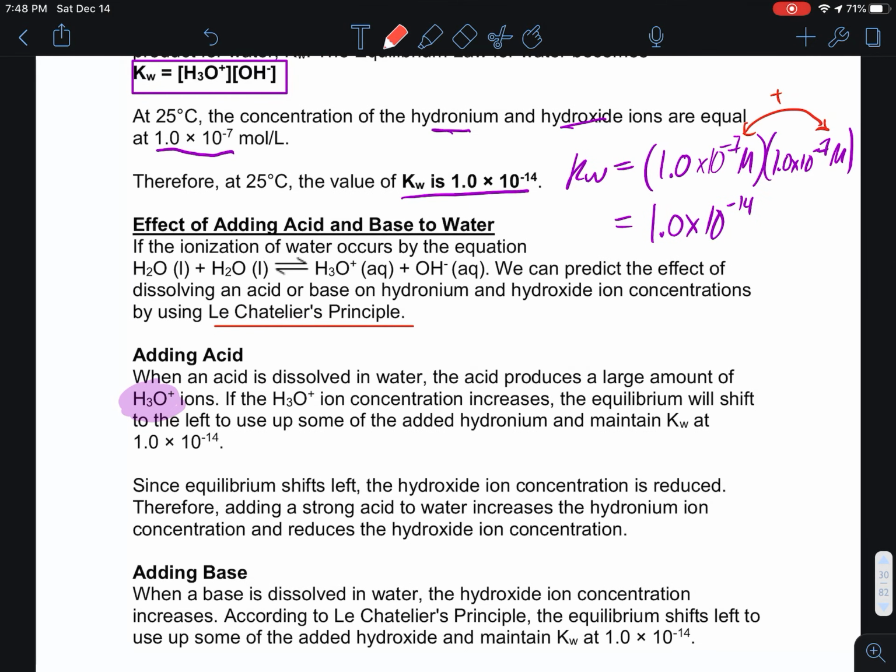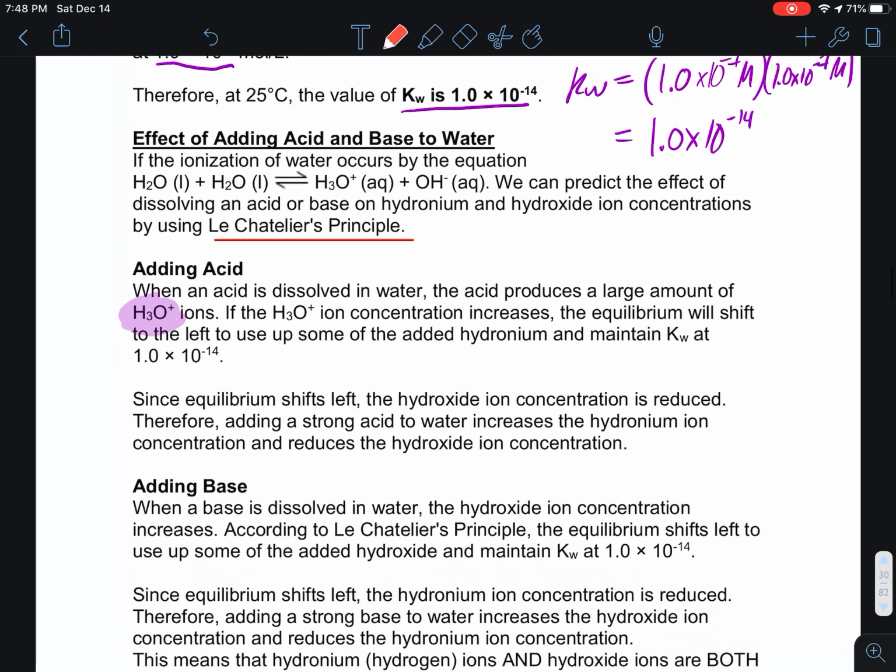So it will shift to the left. Some of those hydroniums will be used up to make water and try to maintain the Kw. Since the equilibrium shifts left, the hydroxide ion concentration is reduced. Therefore, adding a strong acid to water increases the hydronium ions and reduces the hydroxide ion concentration. So with our little reaction, if we're adding a bunch of hydronium, then the reaction is going to try to shift this way by reducing both hydroxide and hydronium, but you just added a whole bunch. So now the balance will be that there are more hydroniums.